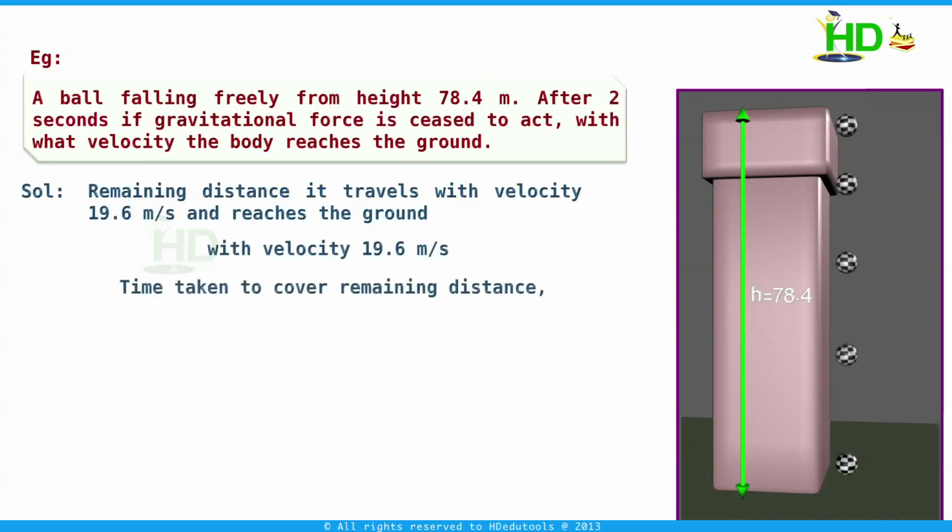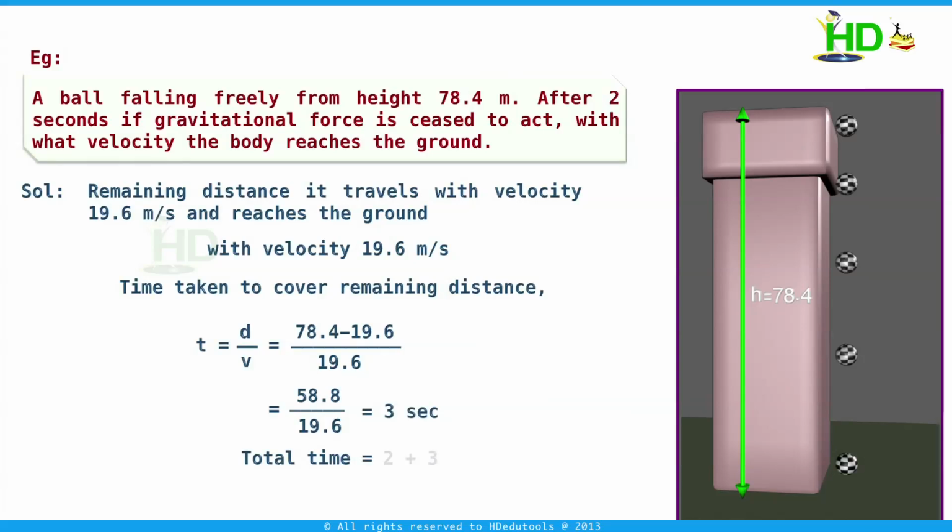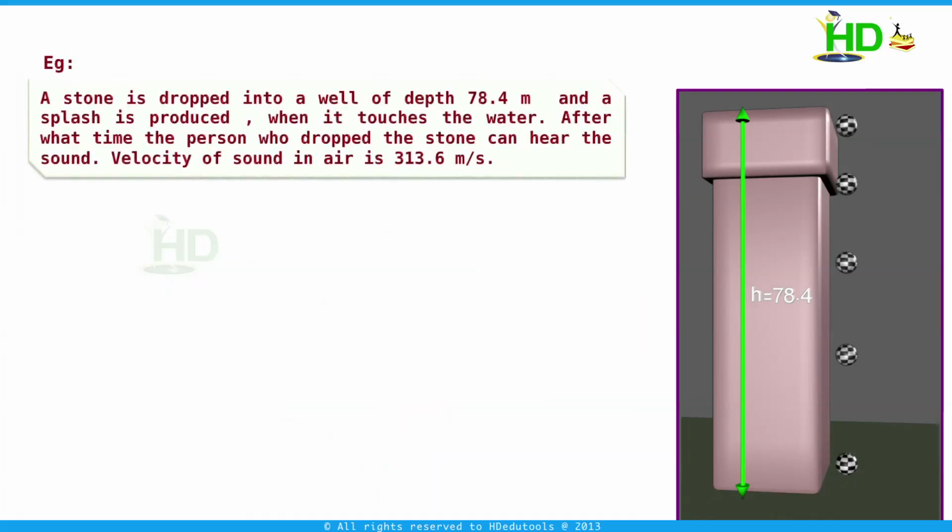Now the time taken to cover the remaining distance, t equivalent to distance by velocity, that is 58.8 by 19.6, we get this is equal to 3 seconds. Now what is the total time of fall? For this it is 2 seconds and for this it is 3 seconds. Total it is 5 seconds. Suppose the gravitational force does not disappear. In how many seconds does it reach the ground? Yes, it is in 4 seconds. Already we have done this. Now we go for another problem.